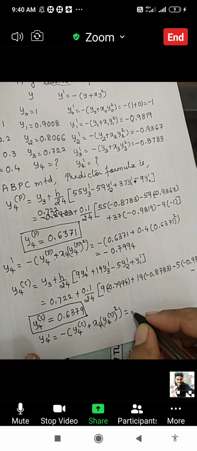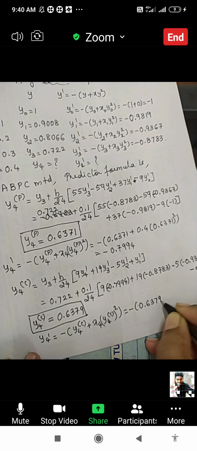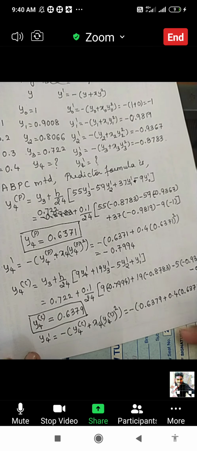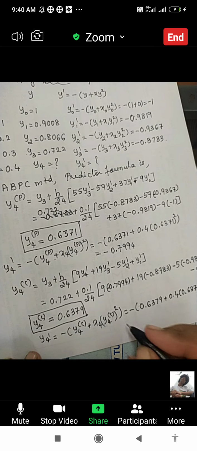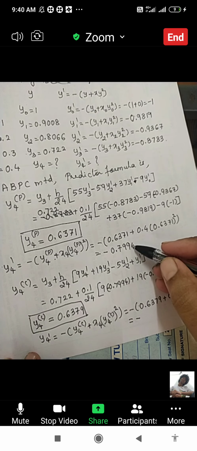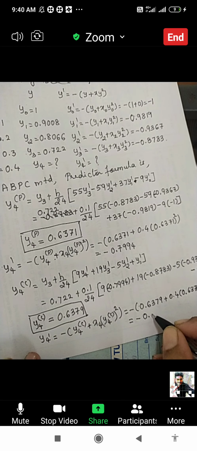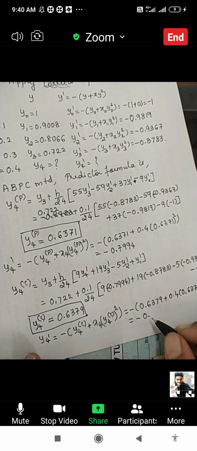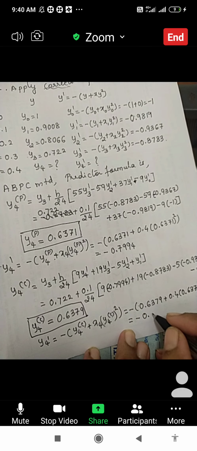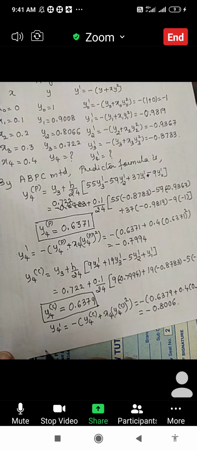So, minus 0.6379 plus 0.4 times 0.6379, the whole square. The answer is minus, again the value will be nearer to this as these two are nearer, 0.8006. So now again apply the corrector formula.